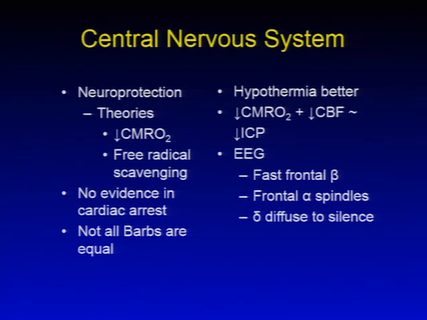Central nervous system effects of the barbiturates. It does provide some neuroprotection. Theories for this effect are that it may decrease CMRO2 and also cerebral blood flow with a decrease in ICP. Also, there may be free radical scavenging. No real evidence, however, in patients with cardiac arrest without intracranial hypertension. Not all barbiturates are equal, so sodium thiopental has been the mainstay for protecting the nervous system. Hypothermia, however, still remains better than the barbiturates for doing that. Typical EEG effects that you might see are the development of fast frontal beta waves, frontal alpha spindles, as well as diffuse deltas all the way down to silence.